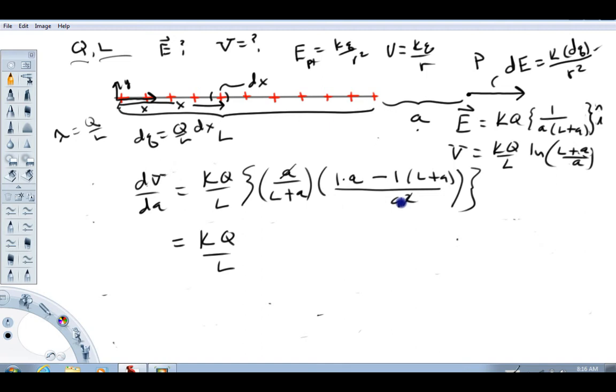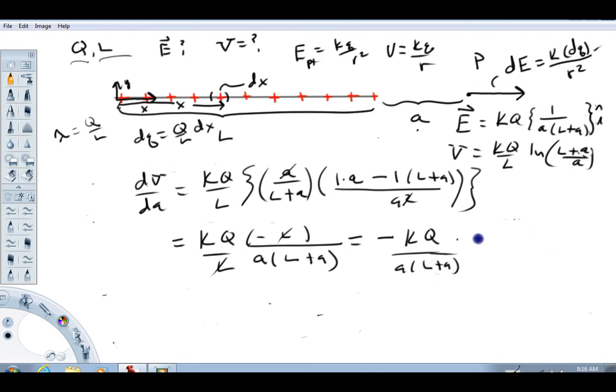Kind of inspecting that top, here's an a minus another a. That's going to be gone, but this term looks like it's going to survive for now. Minus L up top. Bottom, we've got one of these a's and an L plus a. And you'll notice that the L's divide out and we get minus, that minus sign does stay, kq over a times L plus a.